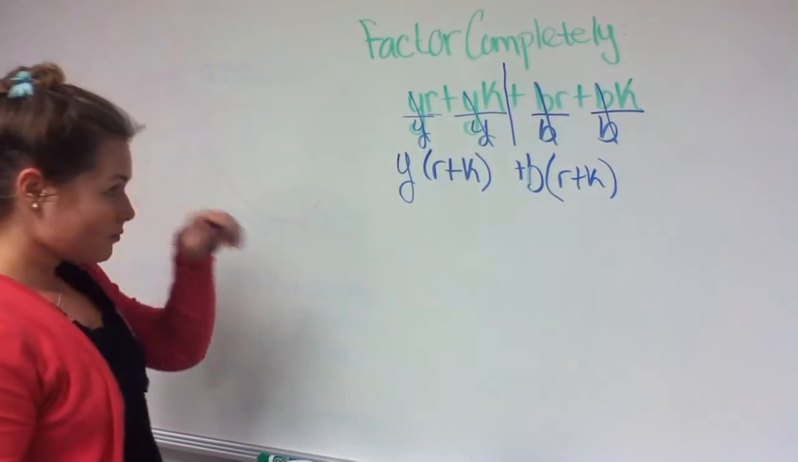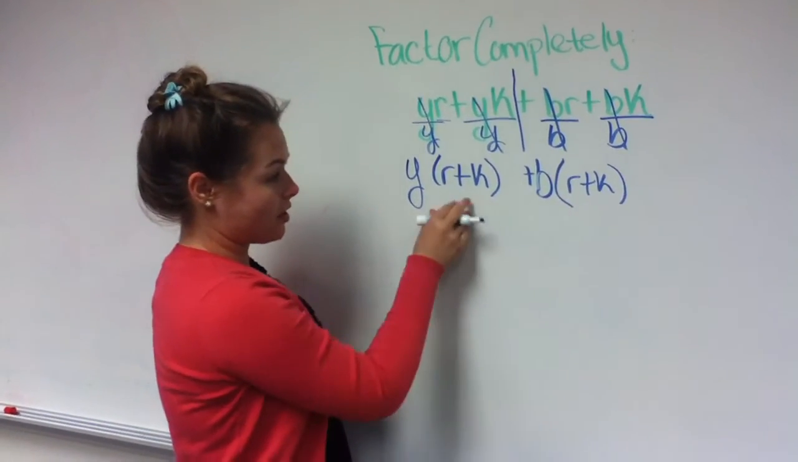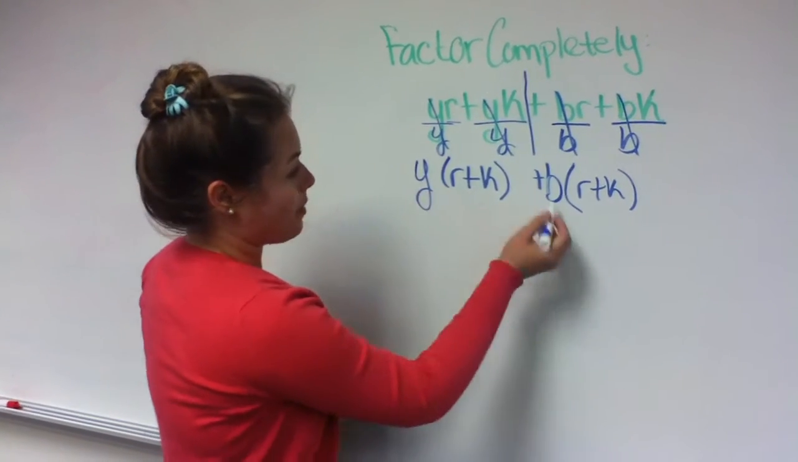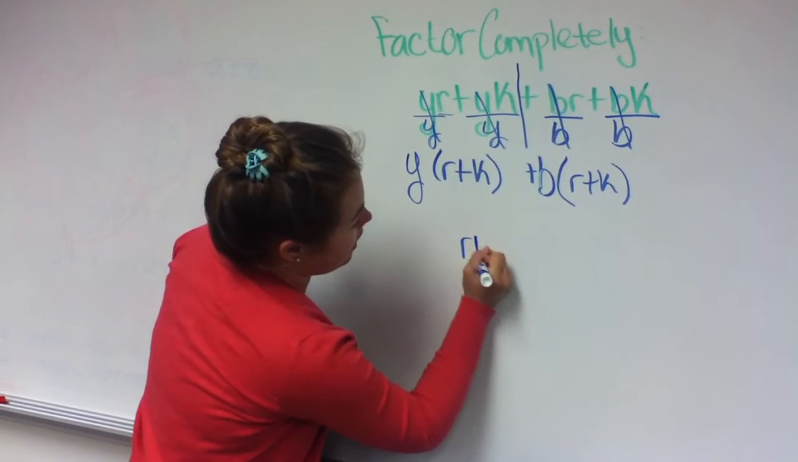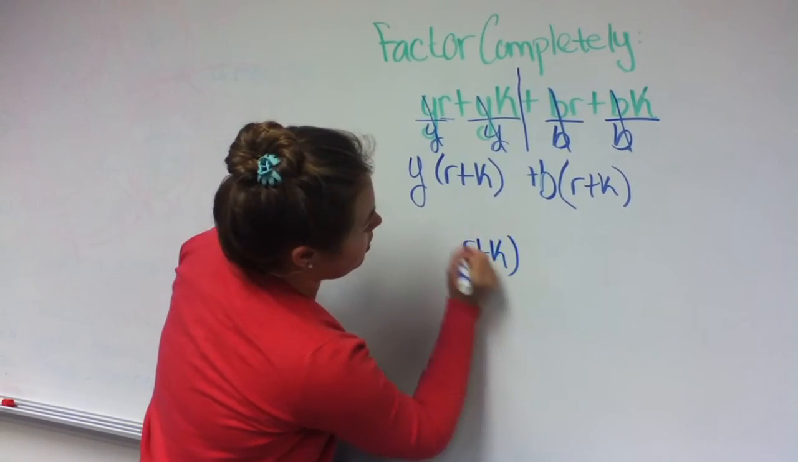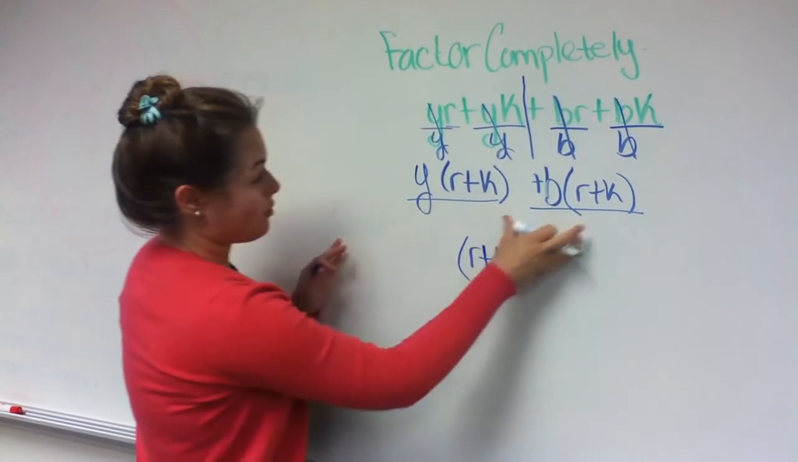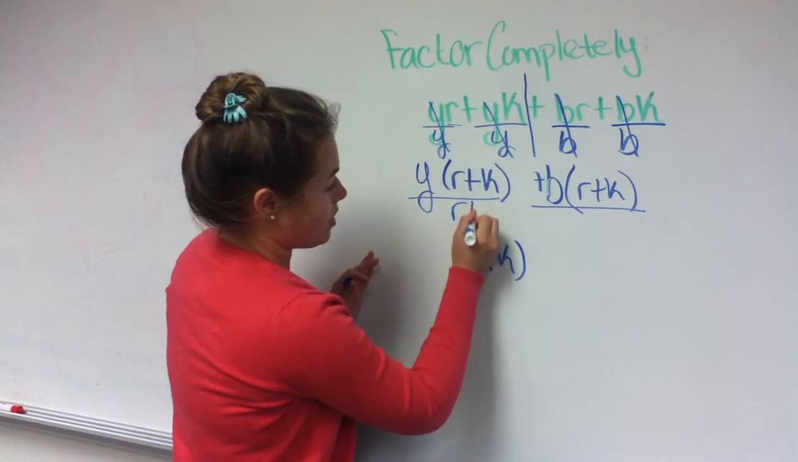Now, with this, both groups have the greatest common factor now of r plus k, correct? Okay, and what's left over is y plus b. So, how we do that is we bring r plus k, their GCF, out into a set of parentheses, and then we divide each of the 2 terms by their greatest common factor, which is r plus k.